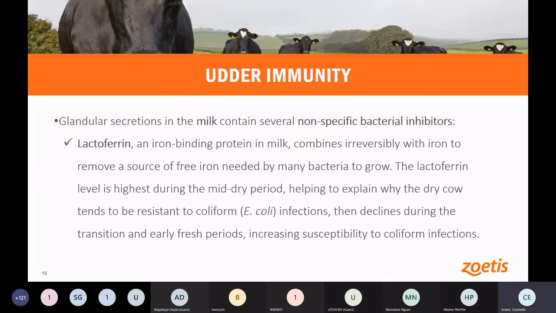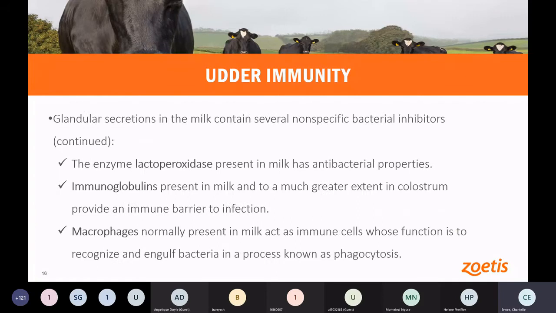Okay, then there are other elements, the lactoperoxidase, that is also an enzyme that has antibacterial properties, immunoglobulins or antibodies, and then macrophages and other leukocytes. Okay.